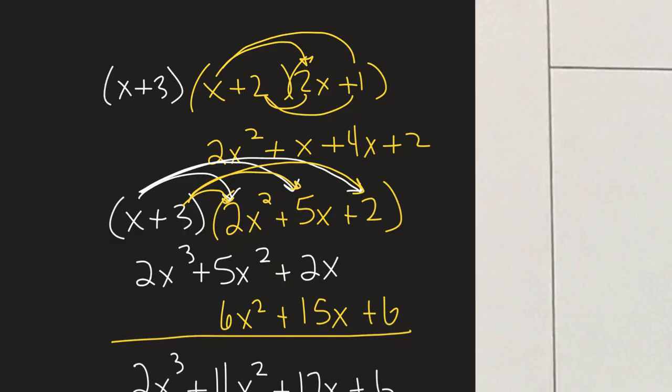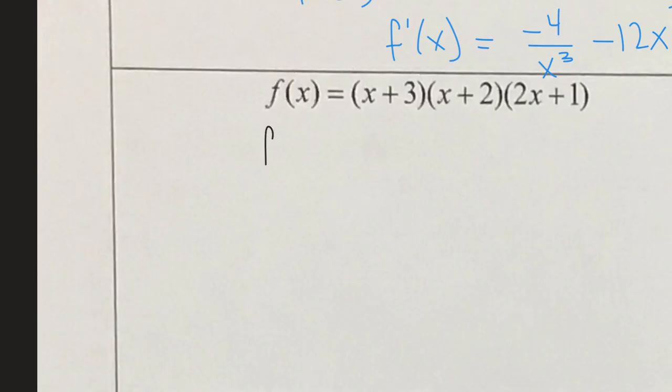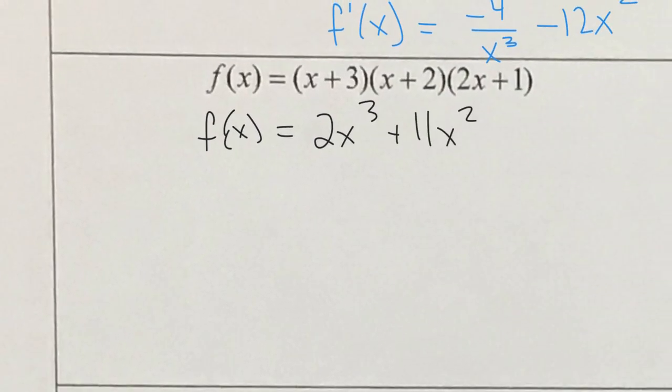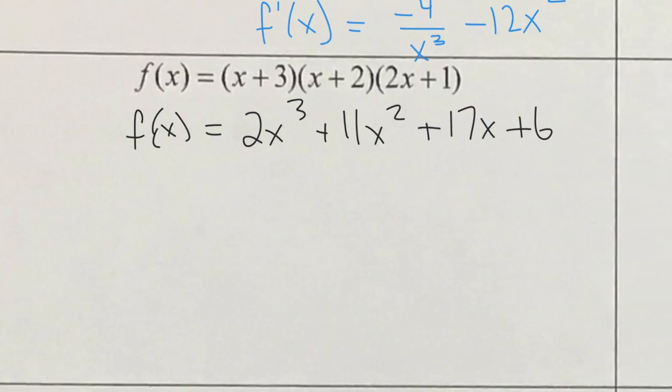2x cubed plus 11x squared plus 17x plus 6. So remember, that's still f. We haven't changed our f. 2x cubed plus 11x squared plus 17x plus 6. So now we have a nice polynomial that we can take the derivative of, right, using the power rule. So we write f prime. We are now taking a derivative, so we tell the whole entire world by using the correct notation.